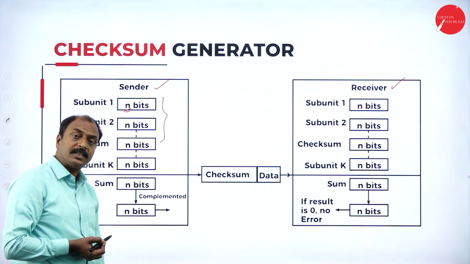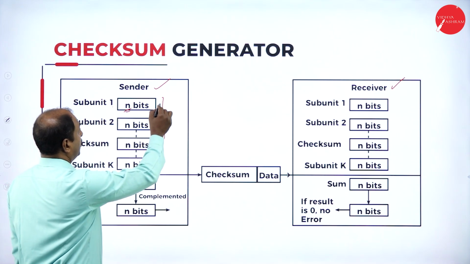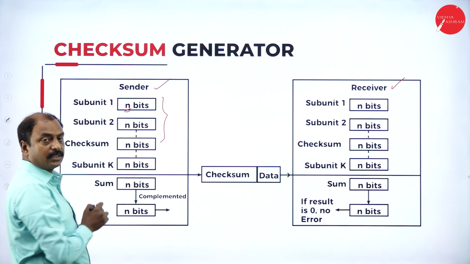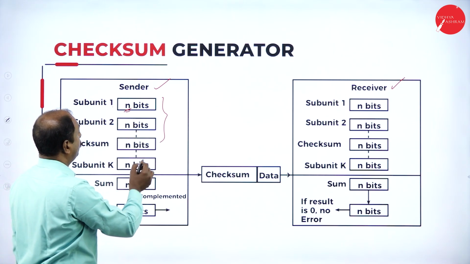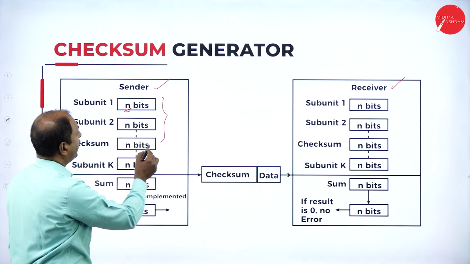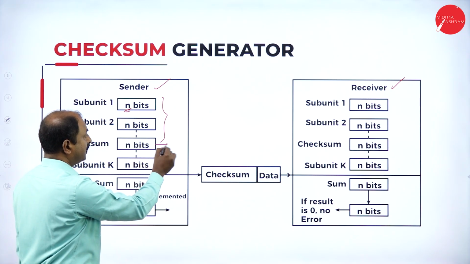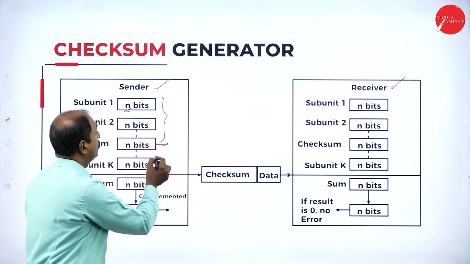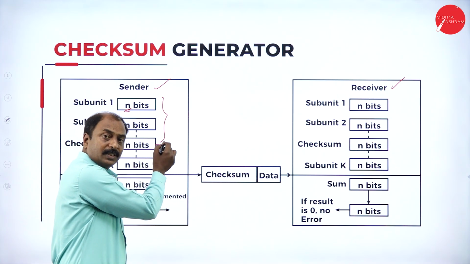And how do we get the checksum here? By adding these two. First, we have to add unit number 1, that is section 1 and section 2. We have to add these, and we'll get the checksum here. This is the checksum value. This is the sum. Again, we have to complement this with the ones complement.